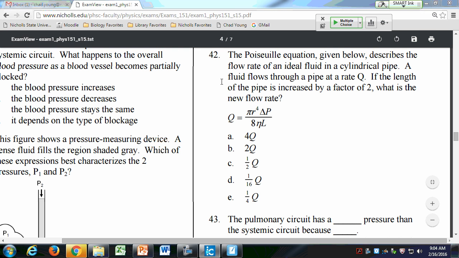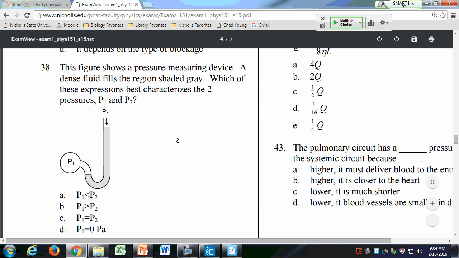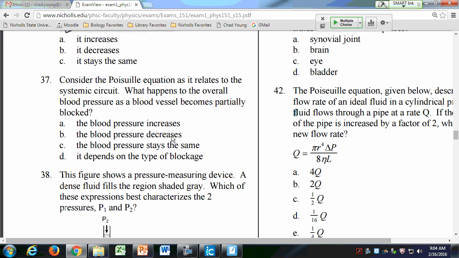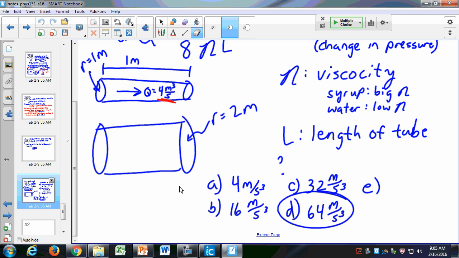Over here, let's just try a couple others. I think we've done some of these. That was the last test, wasn't it? Didn't we have part of this chapter on the last test? We did. Okay, well, let's just move on then. We'll come back to it later.